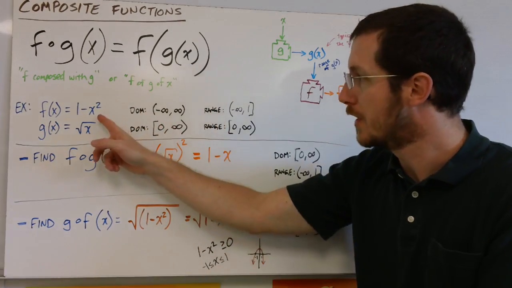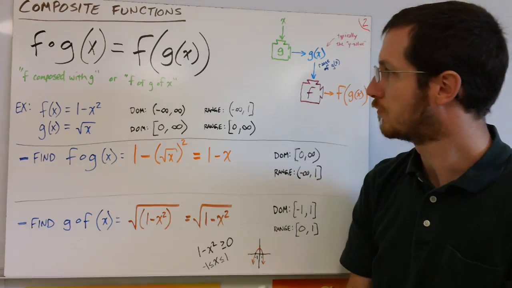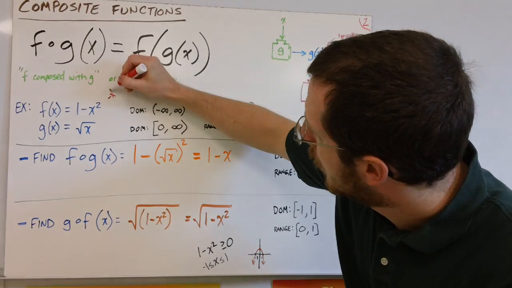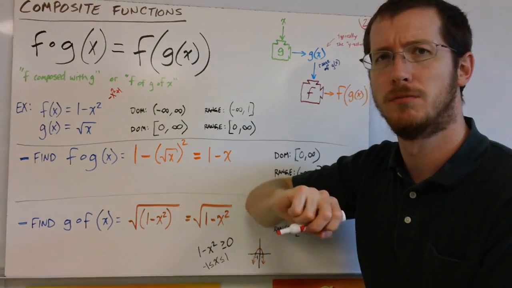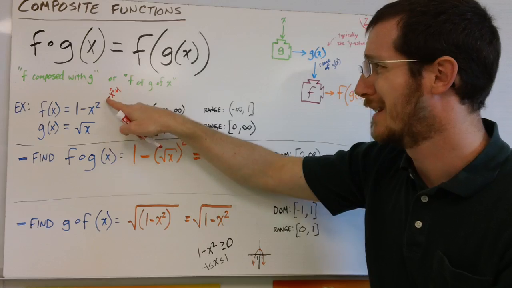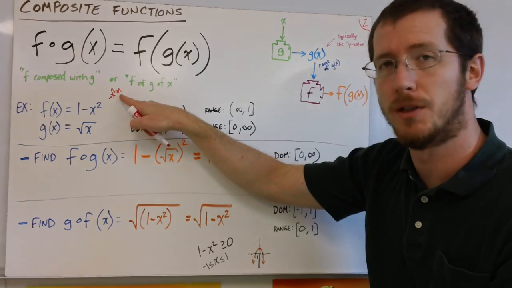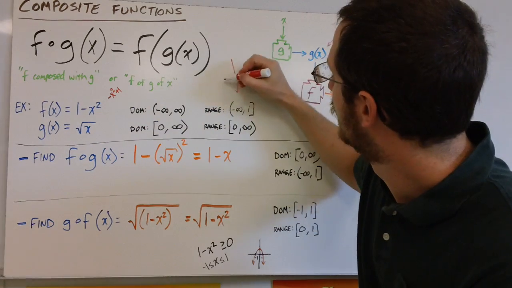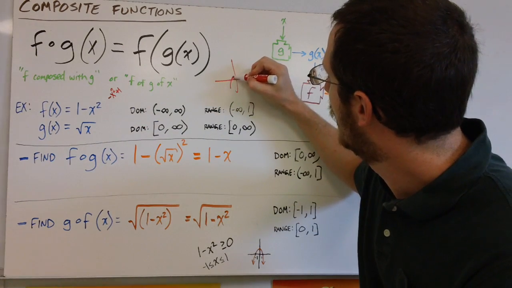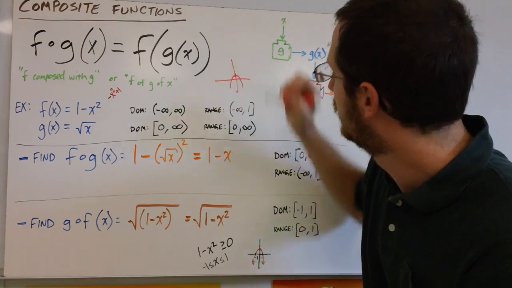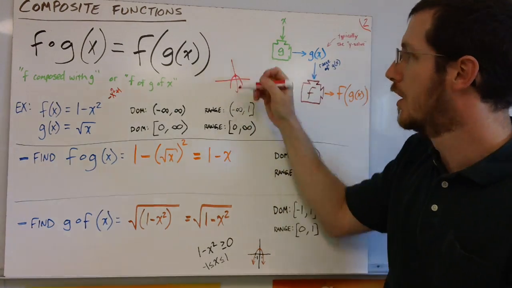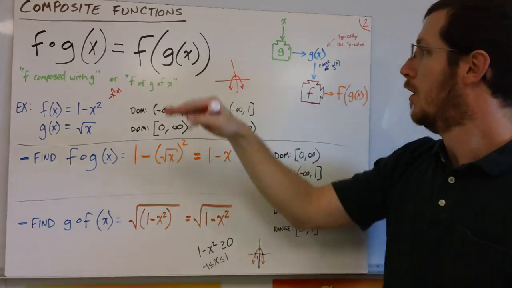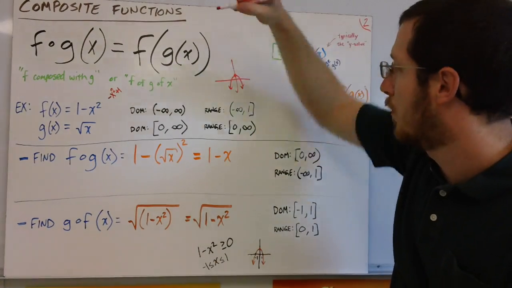The range, if we think about the graph of this function, it's really negative x squared plus 1. So we've got a parabola that's opening down and it's shifted up 1. You think back to your transformations. So our range, since our parabola goes down forever, starts at negative infinity, but then it stops at 1, including 1.